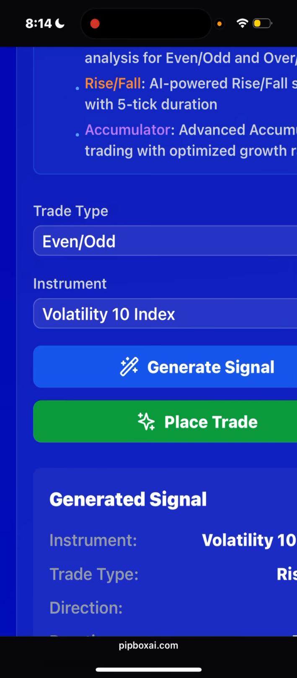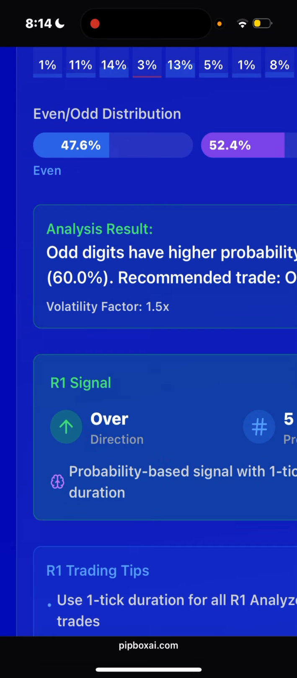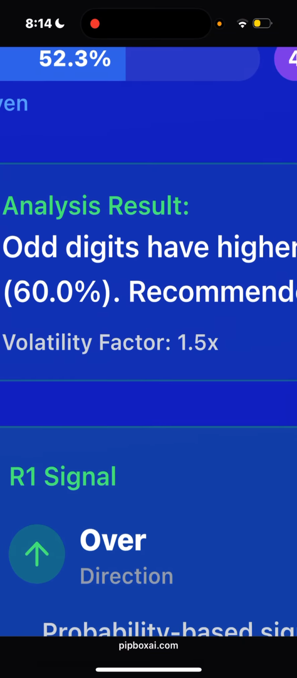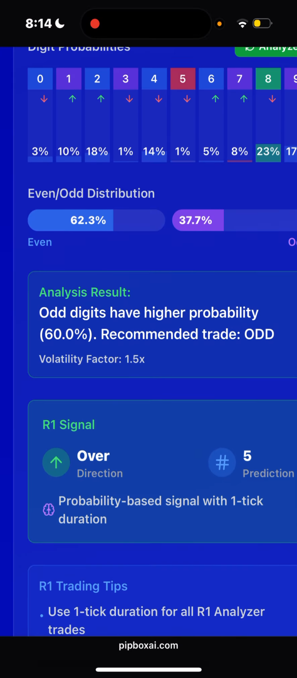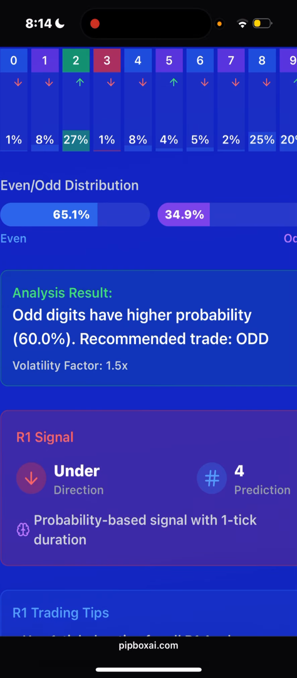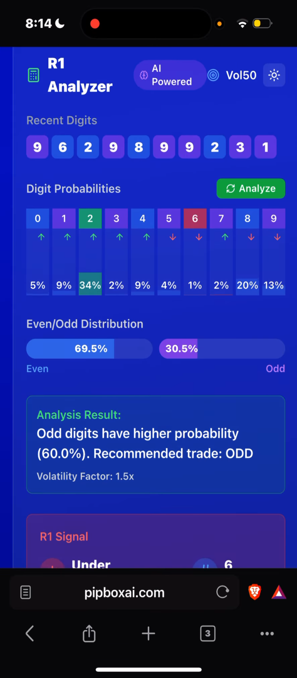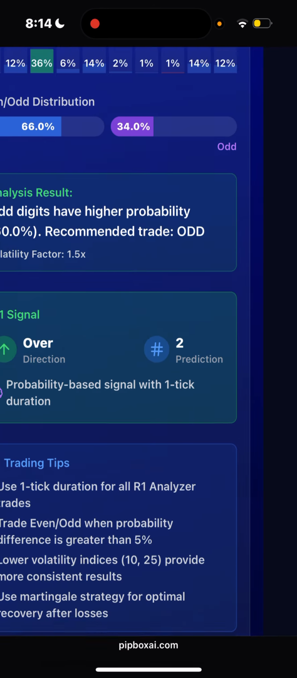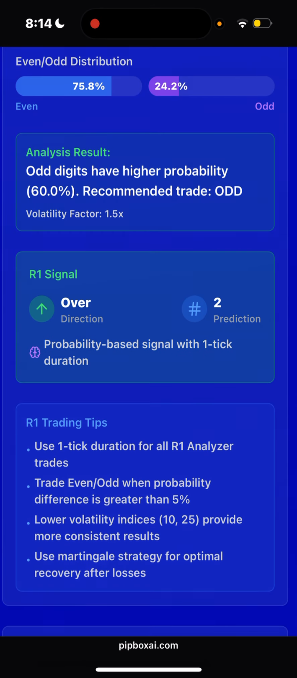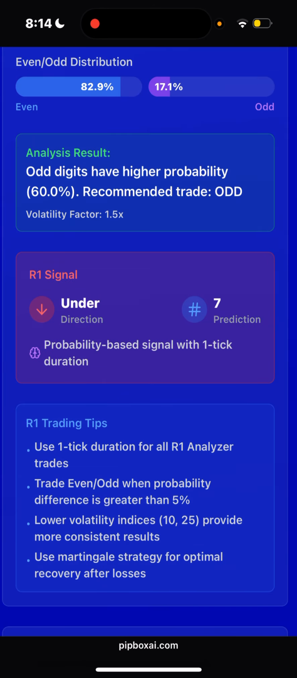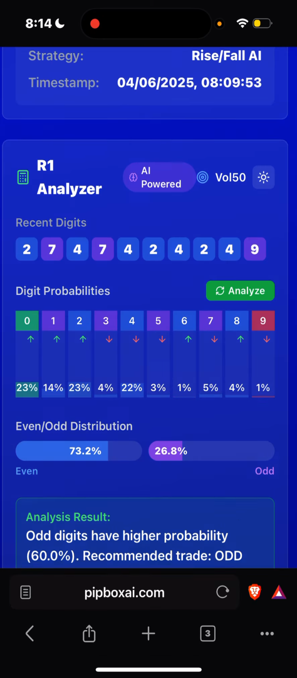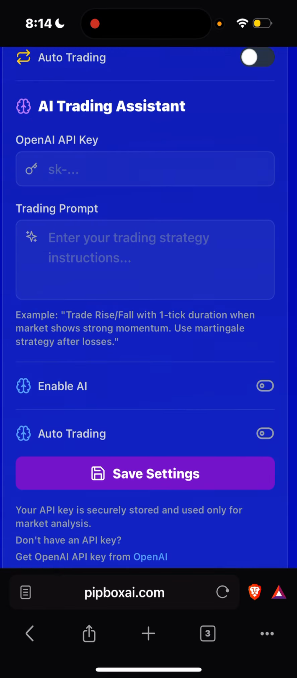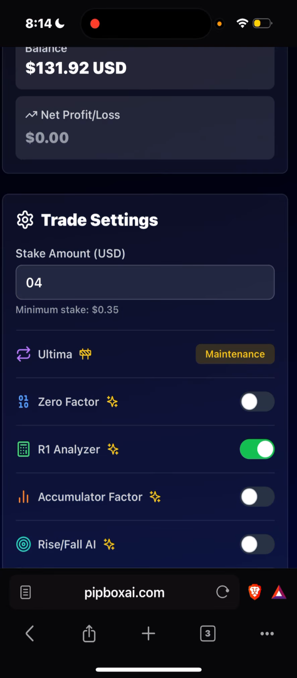You guys can check more volatility factors. So let's see 50. Volatility 50 has a volatility factor of 1.5x. It's somewhere in between, so let's try it out and see how Volatility 50 performs, but it's recommended to trade indices with lower volatility. I don't see what's wrong with trading 1.5x. So what do we do now?